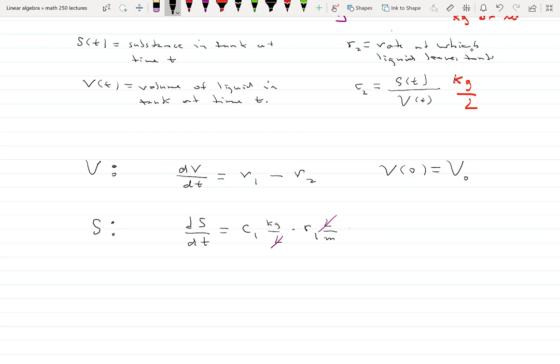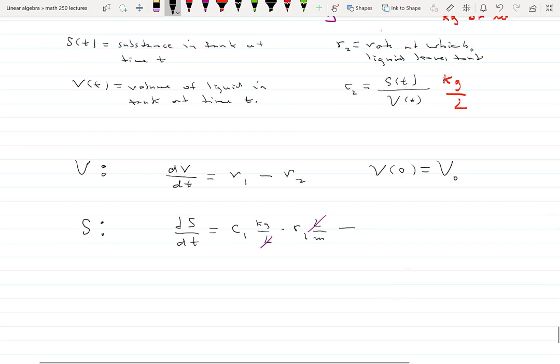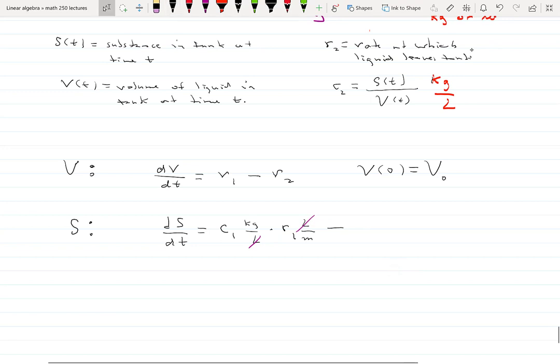So the rate at which substance leaves the tank is very similar. It's the concentration leaving times the rate at which liquid leaves. However, the concentration leaving is a little more complicated. The concentration leaving is the amount of substance in the tank at time t divided by the specific volume of the tank at time t.